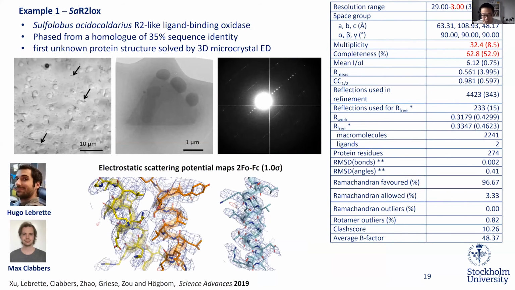Okay, next I'm going to show you some of the examples we've done using micro-ED. First is the SARS-CoV-2 Lux, the first unknown protein solved with micro-ED. We phased it from a homolog with 35% sequence identity. This is the very viscous sample I showed you in the sample preparation. One thing I want to point out: the resolution is 3 angstrom, not very high, but reasonable. Completeness is 63%, which could be a problem for the future because the crystals are all plates. They all sit on the grid in the same way.